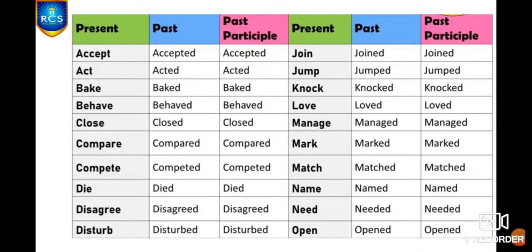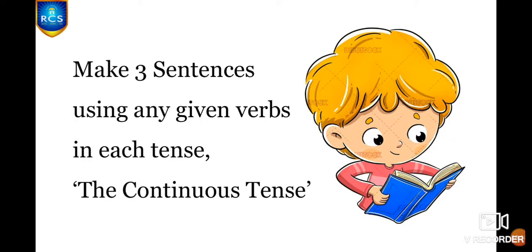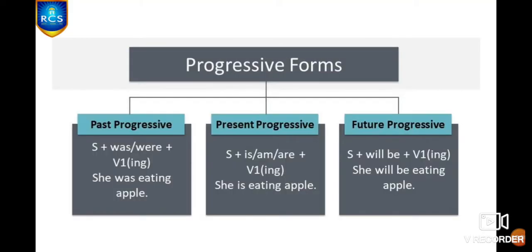activity. Children, you have to select any 3 verbs from this verb form table. Okay? Any 3 verbs you have to select and write in your English note or rough note. And now, with the help of the 3 verbs you have selected, you have to make 3 sentences in each tense. Okay? The continuous tense. And you can refer to this form, children.